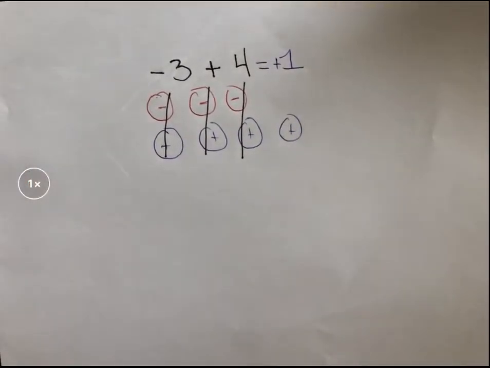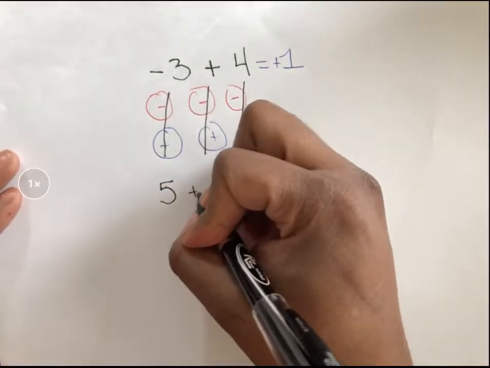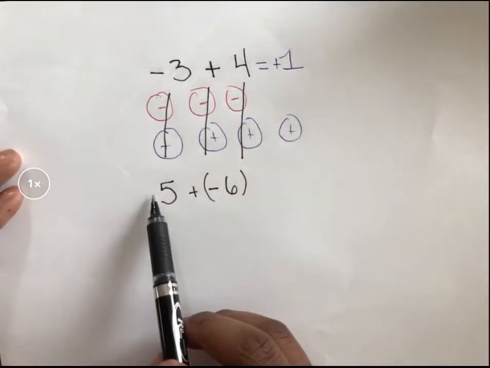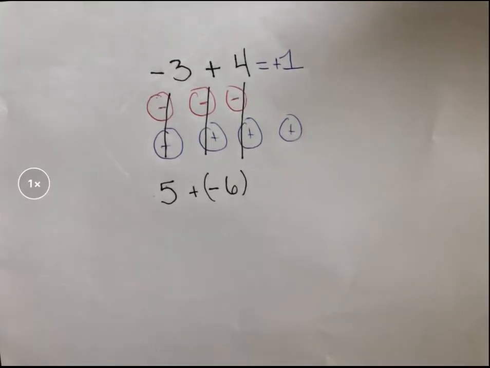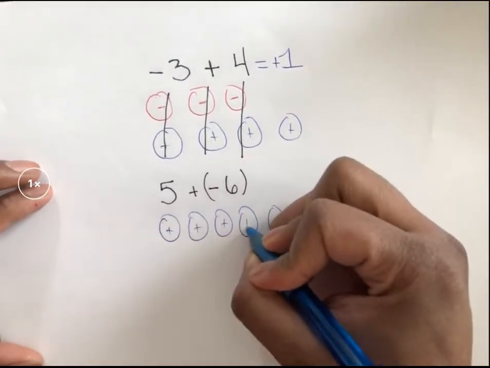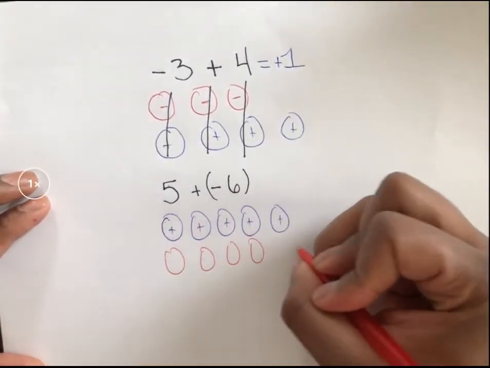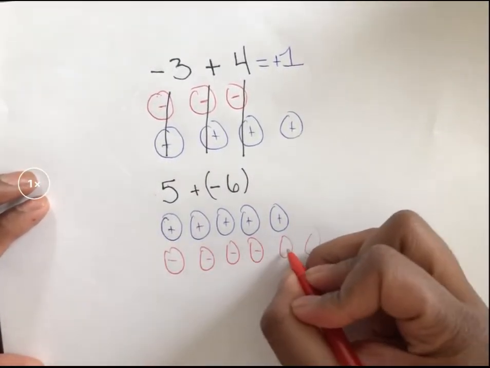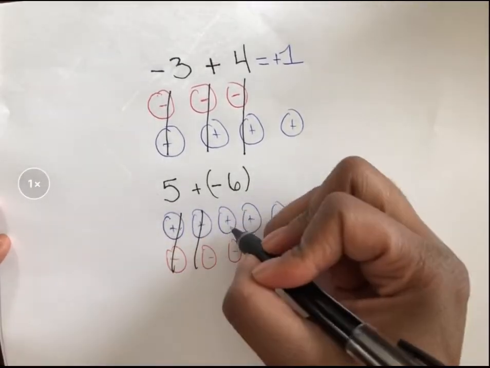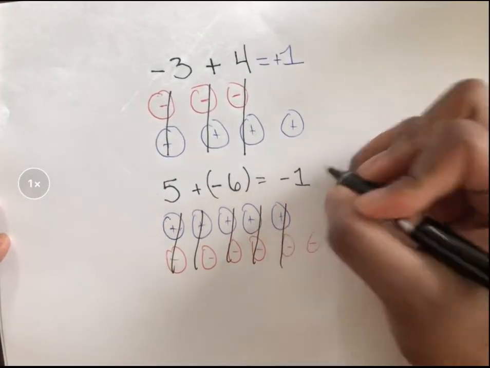Let's think about another problem. Let's say this time I have a +5 plus a -6. Let us have opposite signs. I have one positive, one negative number. We'll do the same thing. These are my positives. This is my +5. Here's my -6. Once again, cancel out a positive or negative. Cancel, cancel, cancel, cancel, cancel. What am I left with? A -1. And that's my answer, which also makes sense.